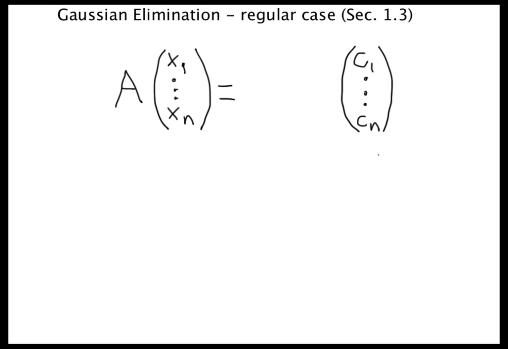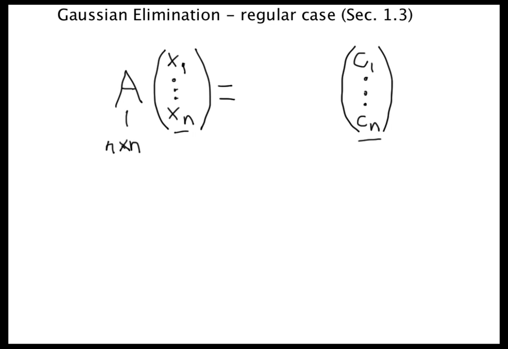So now let's suppose we have a general matrix equation with n equations and n unknowns. So here A is an n by n matrix. And I'll write the equation as A times this vector is equal to this vector of constants. And I'm leaving a space here because I'm going to be putting some other stuff in there.